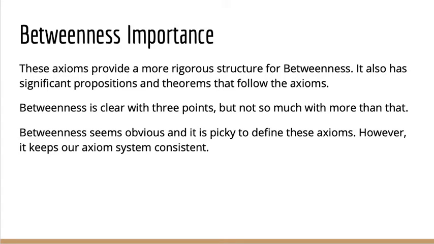It would be easy to define betweenness if all lines only had 3 points A, B, and C, but we know that that is not the case because there are infinitely many points between 2 points. The fourth betweenness axiom also assures that we are working on a two-dimensional space. Betweenness seems very obvious, but it plays a role in consistency in our axiom system.